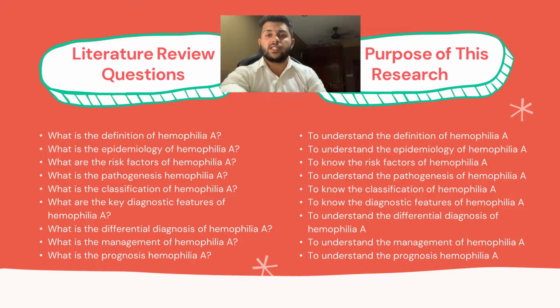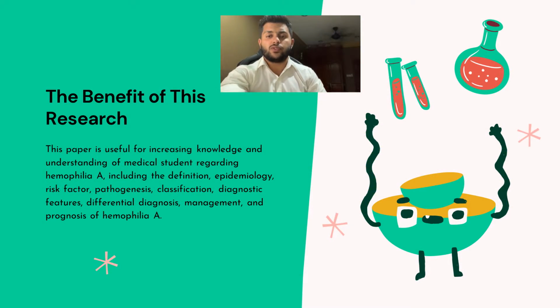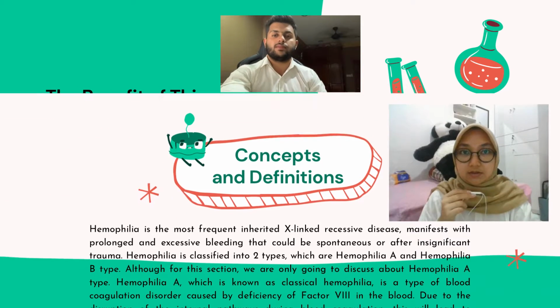The second part will be the purpose of this research. The purpose of this research is to understand the definition of Hemophilia A, to understand the epidemiology, pathogenesis, classifications, diagnostic features, differential diagnosis, management, as well as the last part would be to understand the prognosis of Hemophilia A. The last part will be the benefit of the research. The paper is useful for increasing knowledge and understanding as a medical student regarding Hemophilia A. This knowledge can be used as the basis for medical students so that later on they can fully understand about Hemophilia A. Thank you very much, and my friend will go to the next part.